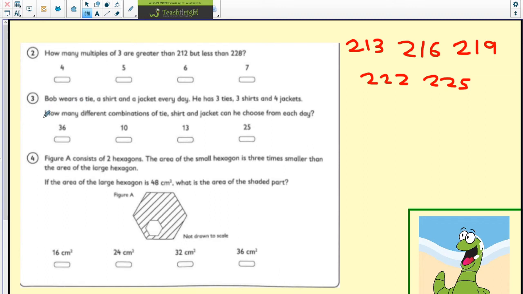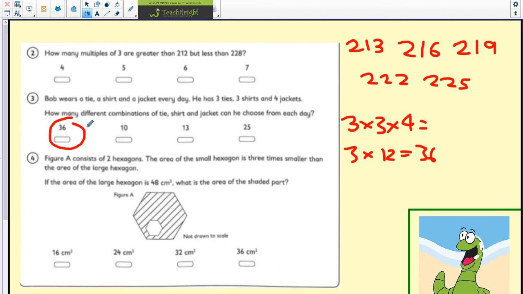Number 3, Bob wears a tie, a shirt, and a jacket. He has 3 ties, 3 shirts, 4 jackets. How many different combinations? Well, it's 3 times 3 times 4 different combinations, which is going to be 3 times 12, which is 36 different combinations.